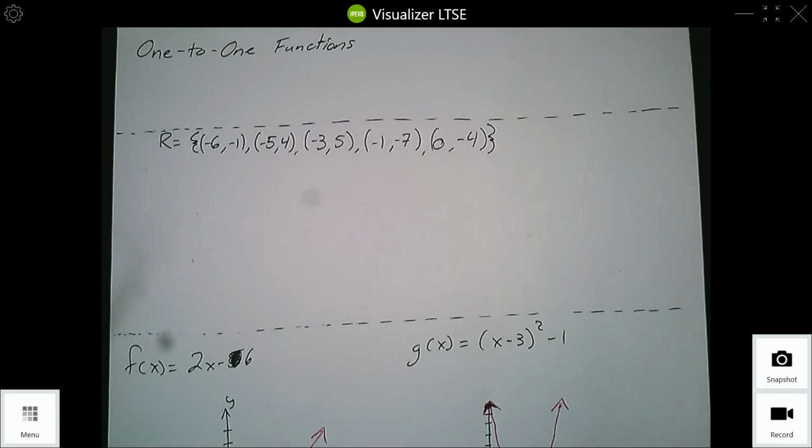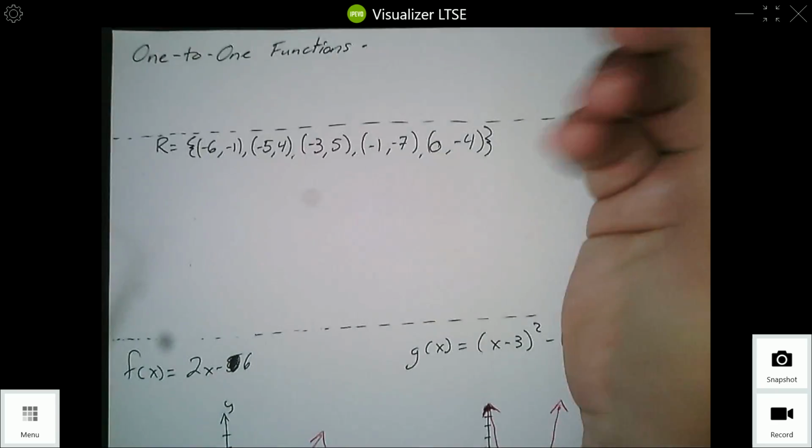We're going to talk about one-to-one functions today. For one-to-one functions, we're going to combine it with relations as well, because relations are functions: they're sets of elements for domain and range that are unique to each other, and we're going to find a one-to-one function. The first thing we're going to do is define it.